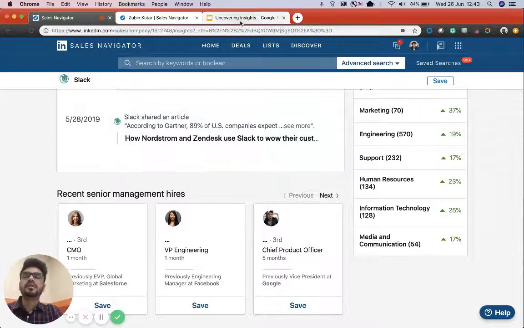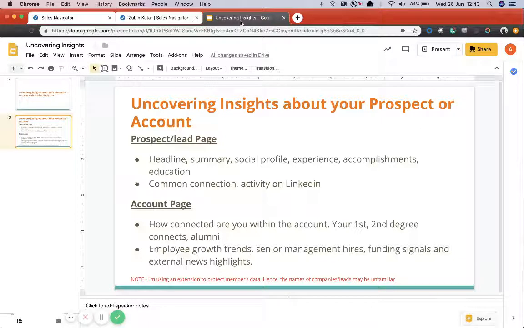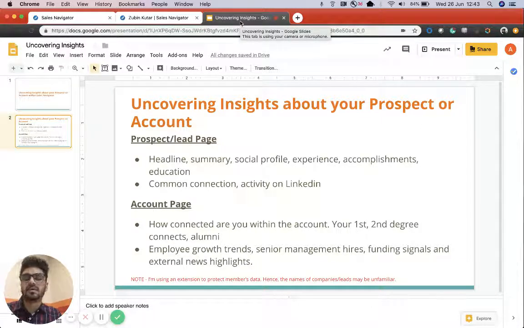So this is how you leverage your prospect page and the account page on LinkedIn to uncover those insights about your prospects. Hope this was helpful. Thanks.